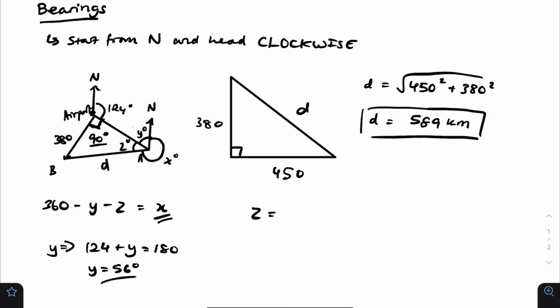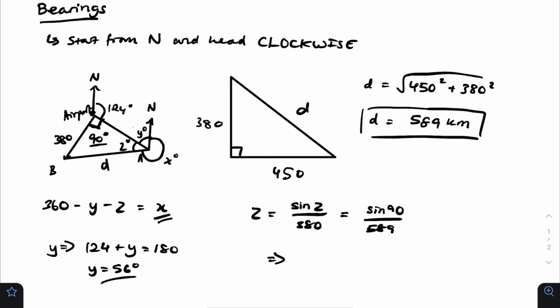So z we can actually find using the sine rule because we have enough information. We have an inner angle that's opposite a side length. We know what d is at this point. And then we've got another side length and an unknown angle. So we can say that sine z over 380, which is the opposite side length, is equal to sine 90 over its opposite, which is d. And in this case, d is 589.